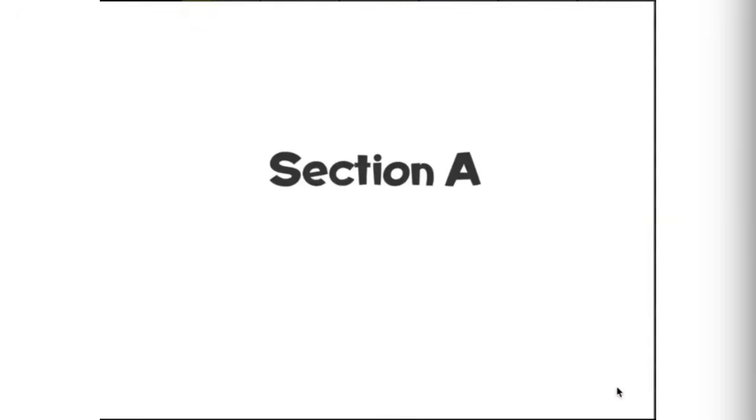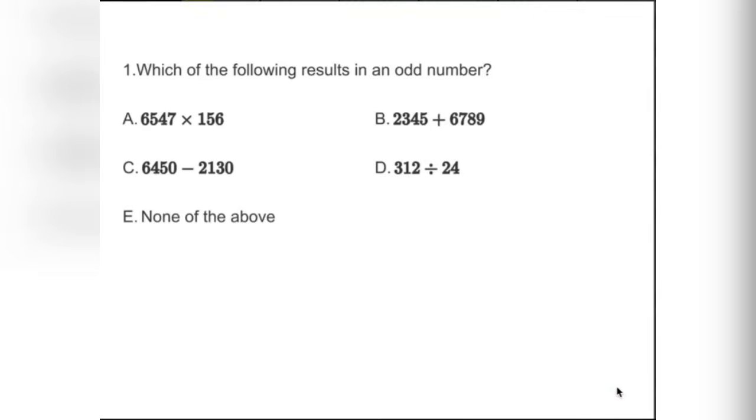The first question in section A is about odd and even numbers. Which of the following results in an odd number? As you can see, for the odd number you need to know some rules, like how can we get an even number, and how can we get an odd number?